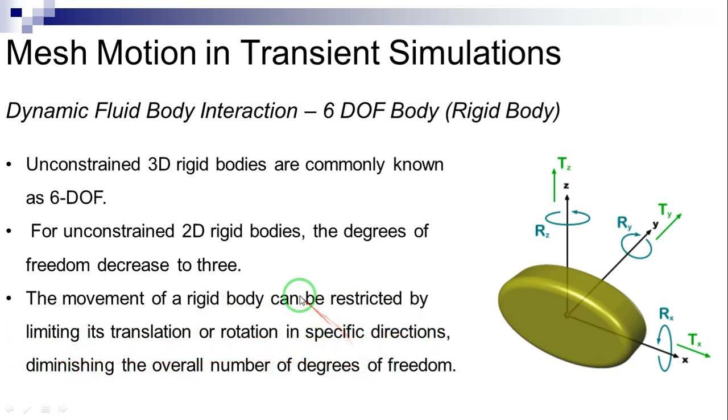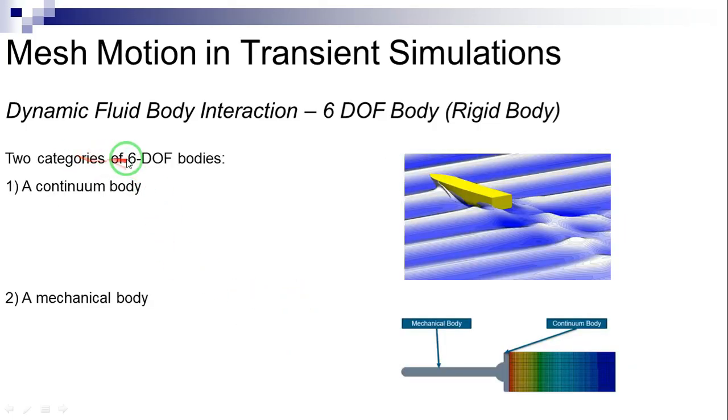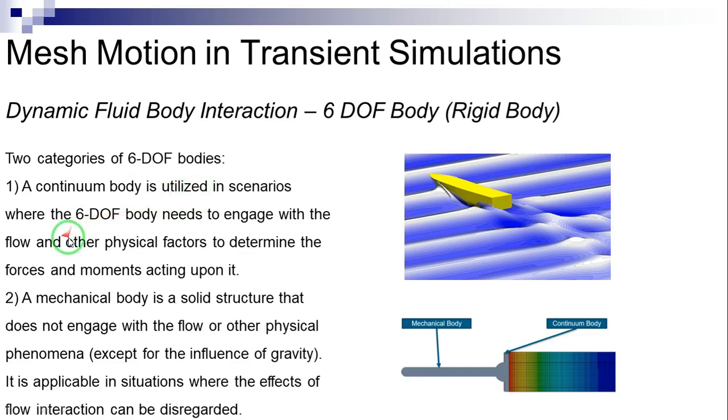Two categories of 6 DOF bodies exist. One, a continuum body, is utilized in scenarios where the 6 DOF body needs to engage with the flow and other physical factors to determine the forces and moments acting upon it. At least one continuum body must be defined for a DFBI simulation. An example of a continuum body is CFD simulation in seaways.